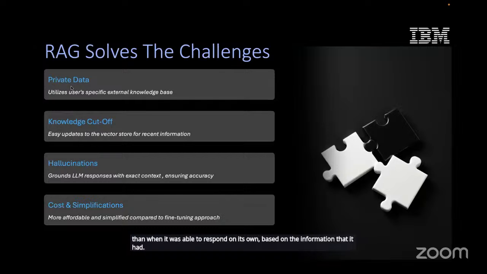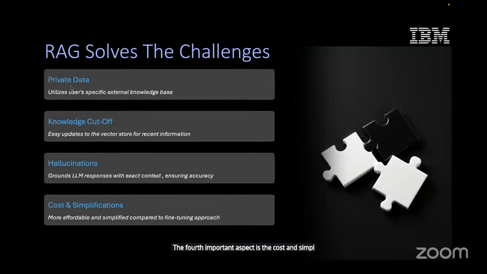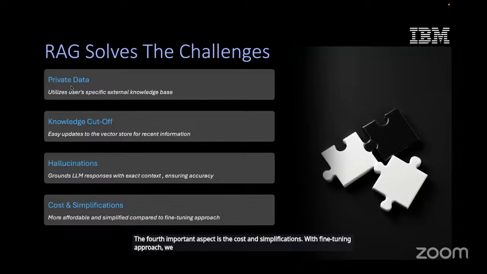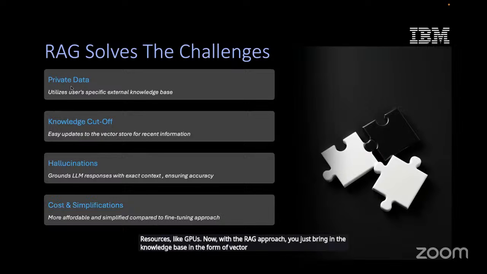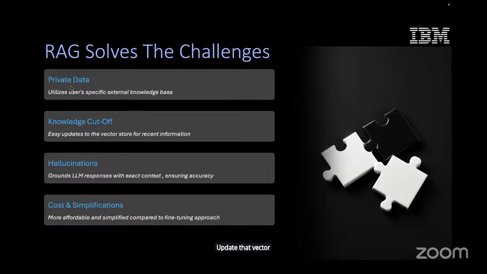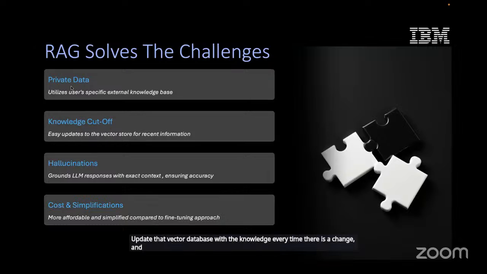The fourth important aspect is the cost and simplification. With the fine-tuning approach, we have seen that every time we have to retrain a model, we have to bring in computationally expensive resources like GPUs. Now, with the RAG approach, you just bring in the knowledge base in the form of a vector database, update that vector database with the knowledge every time there is a change, and you would be able to address all of that on the fly.